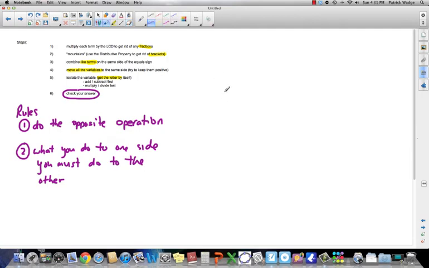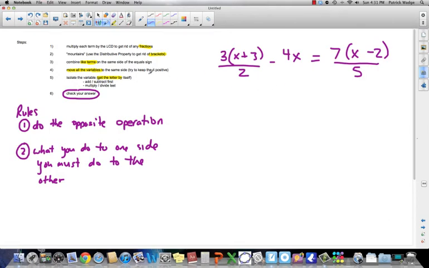Okay, this could be a really scary answer here, but we'll try it. 3(x + 3)/2 - 4x = 7(x - 2)/5.